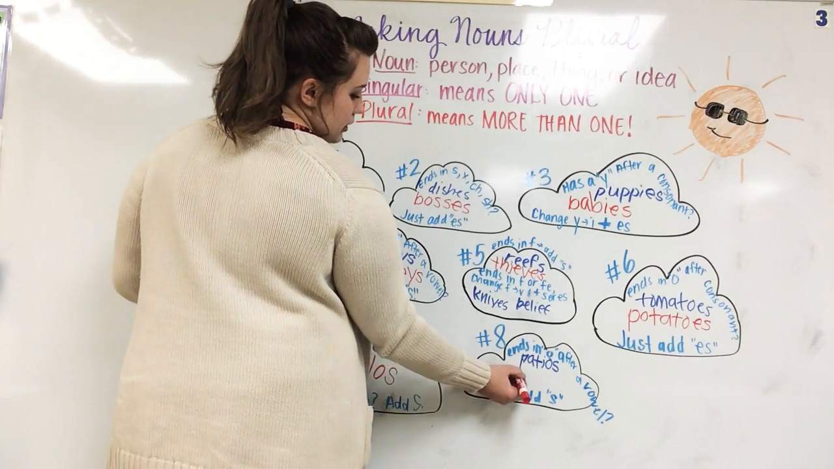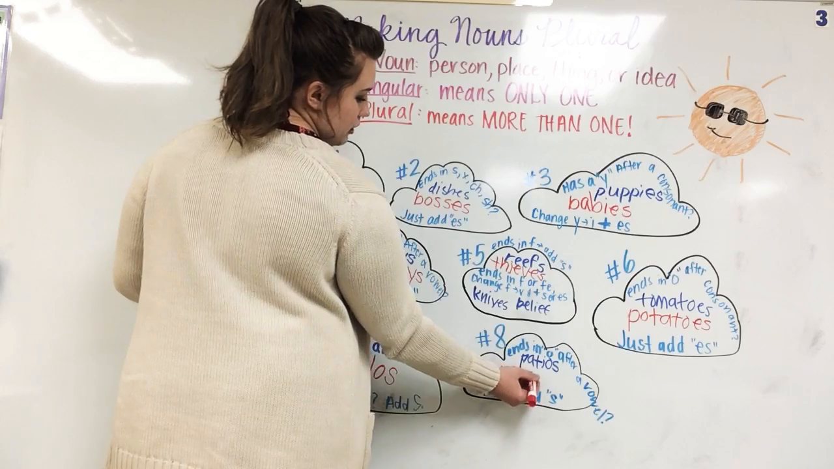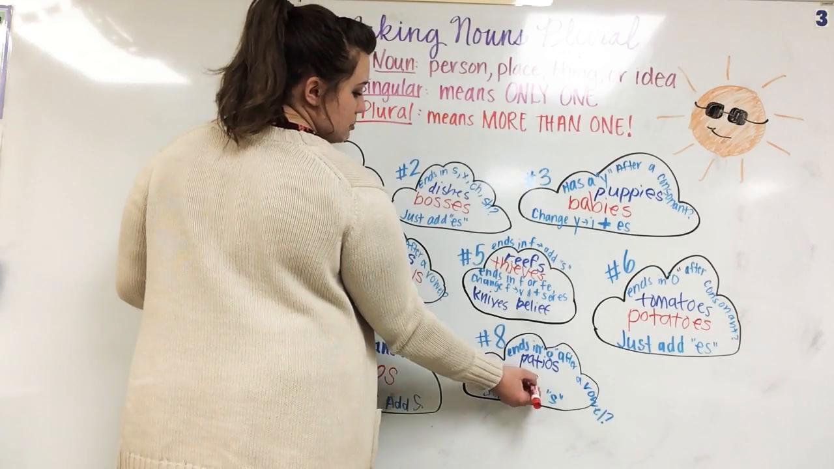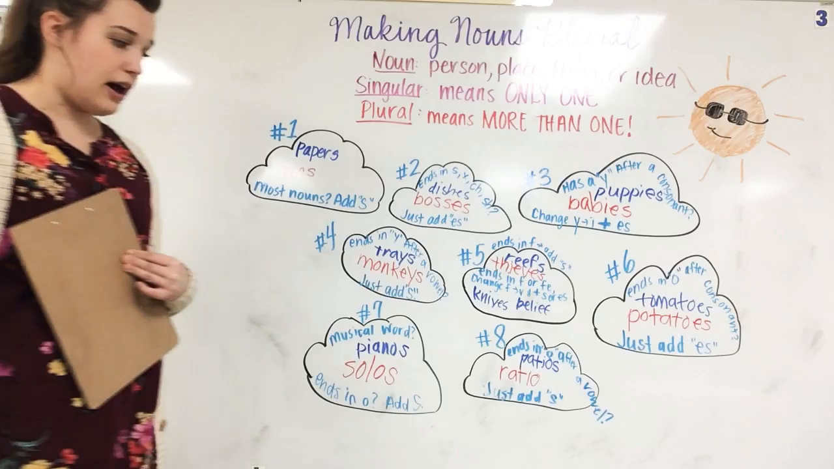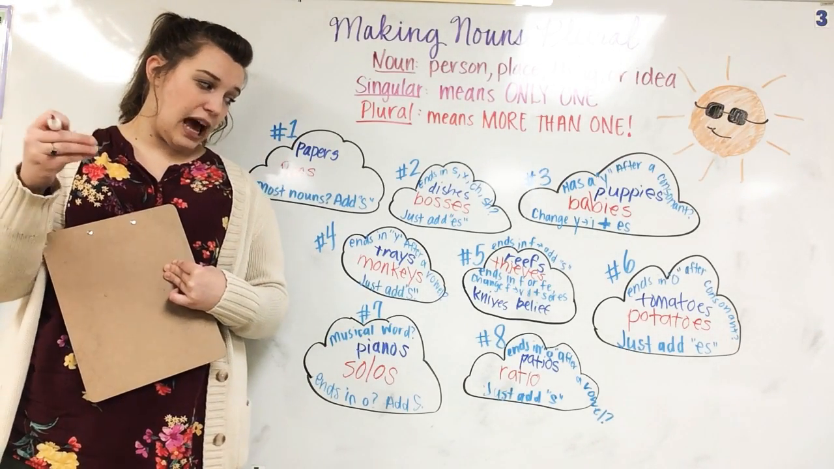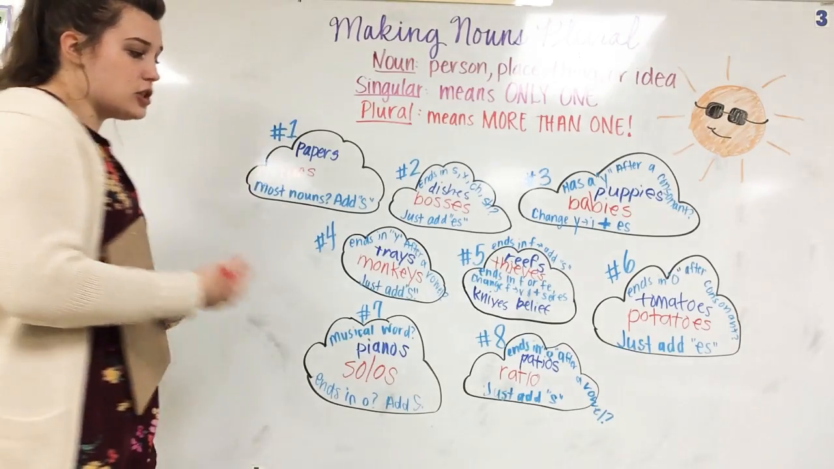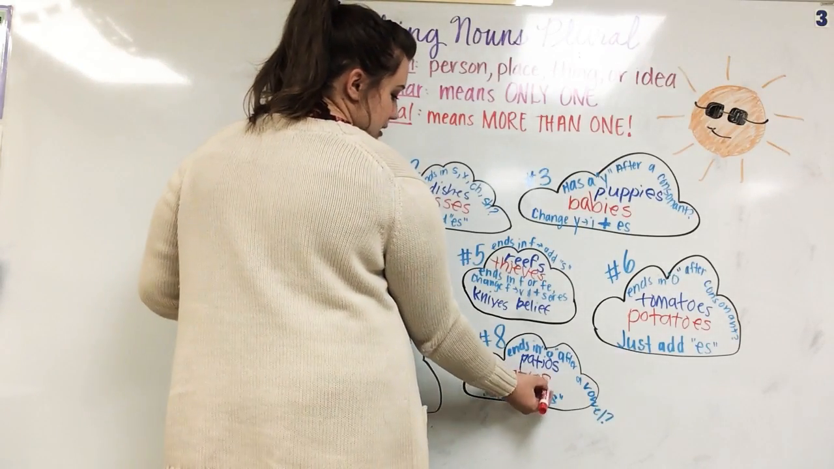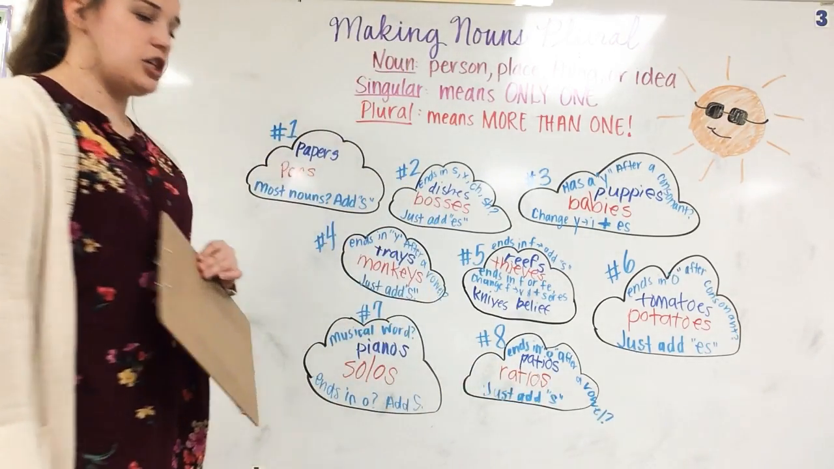Ratio, R-A-T-I-O. Now it ends in what letter? O. Okay, what comes before it though? A consonant or vowel? A vowel, it's I-O. So the O is after a vowel. So all we're going to do is add an S. Very good. Okay, so it becomes ratios.